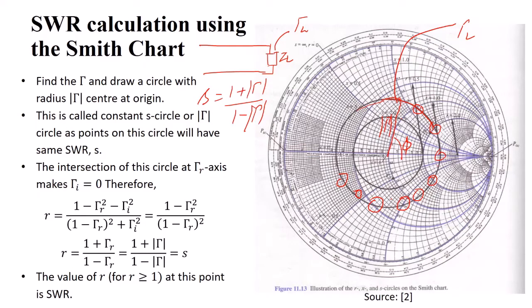So every point on this circle has the same value of standing wave ratio. So this circle is also called the constant SWR circle, the constant S circle. Once we find this gamma L, how do we find the S directly without doing the calculations? You move along the transmission line until your phase becomes zero. So let me rub this again.